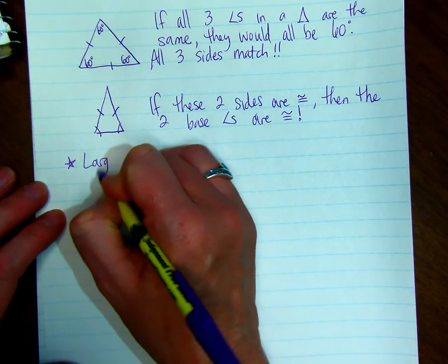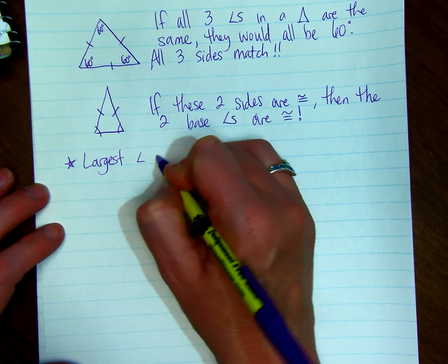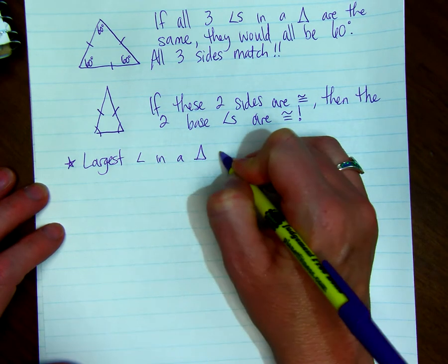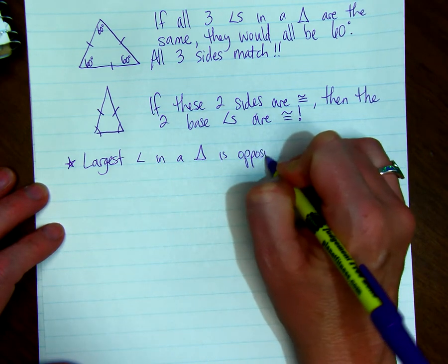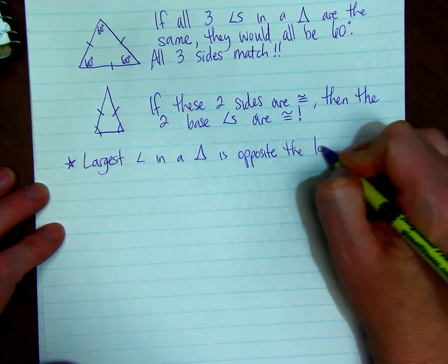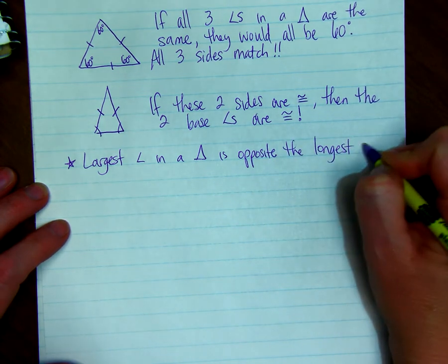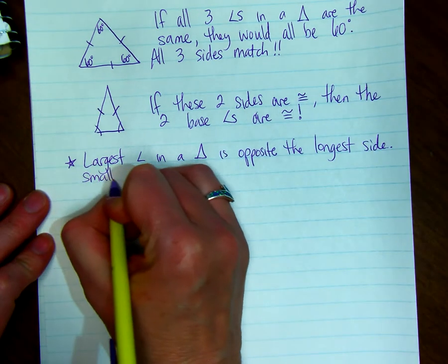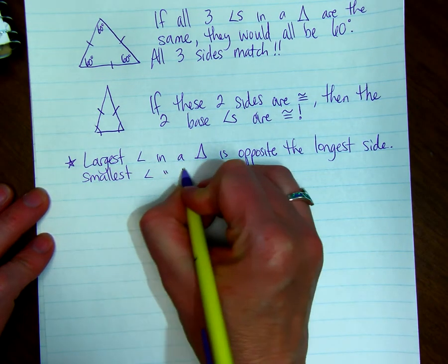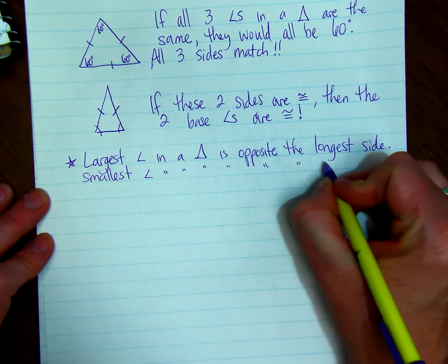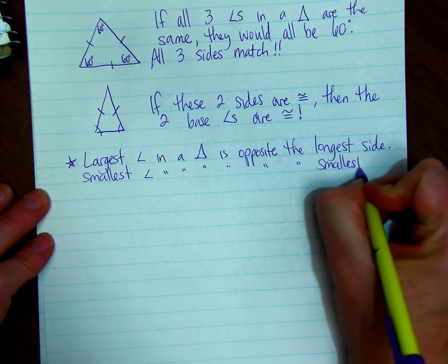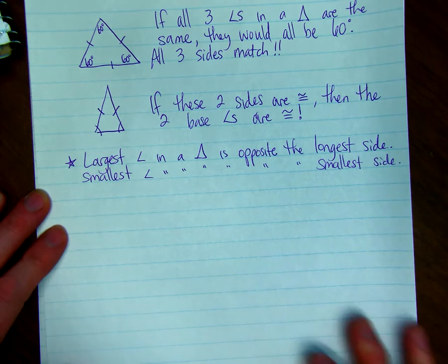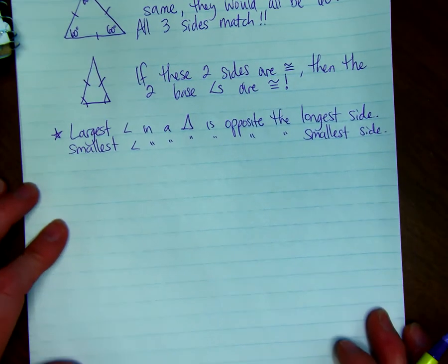So the largest angle in a triangle is opposite the longest side. This is actually called the hinge theorem. The smallest angle in a triangle is opposite the smallest side. So I'm going to give you some examples.